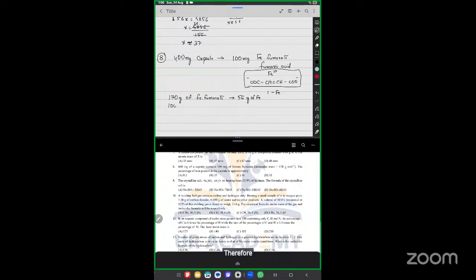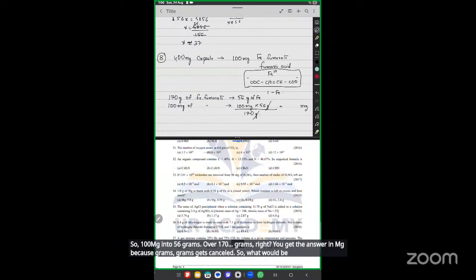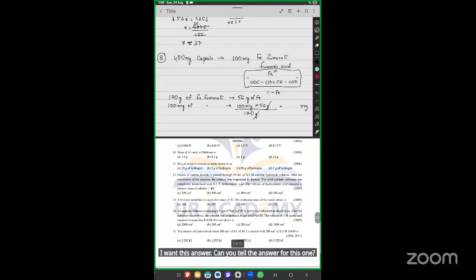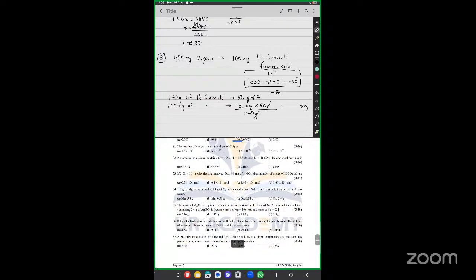Therefore, how many mg of Fe are in 100 mg of ferrous fumarate? So 100 mg into 56 grams over 170 grams. You get the answer in mg because grams cancel. So what would be the answer? I want this answer. Can you tell the answer for this one? 2 point... Oh, I'm missing the questions.